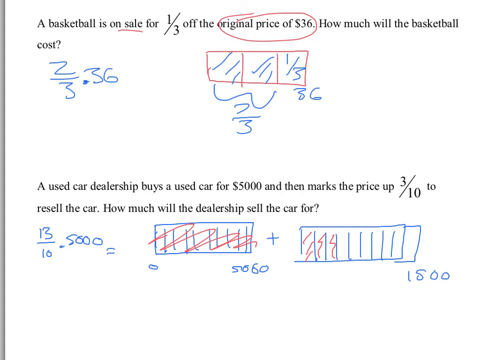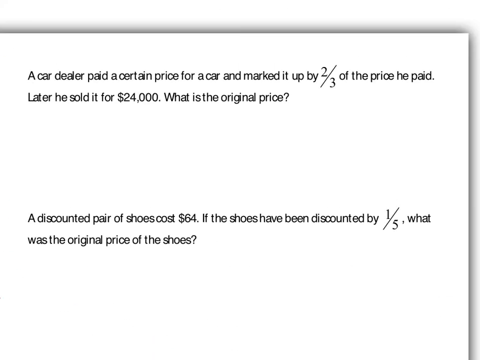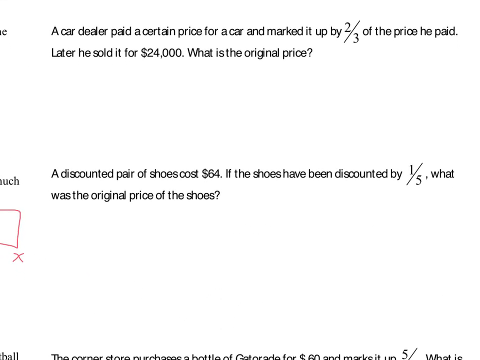So again, recognizing this one, $5,000 is what they originally paid for it, the original price. Car dealer paid a certain price for a car and marked it up by 2/3. So again, a markup. So I'm going to have the whole plus some amount added on. That amount added on is 2/3.